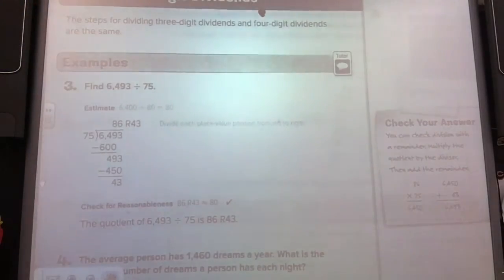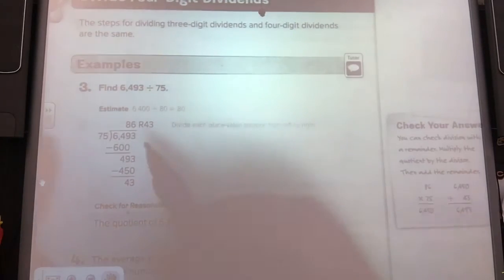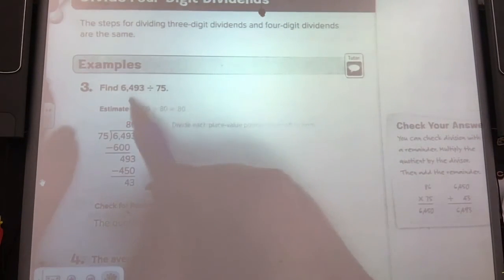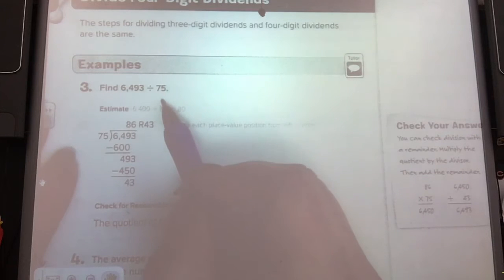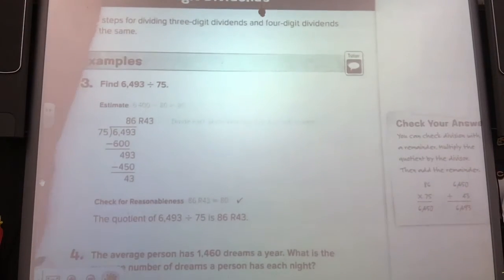All right, part 2, divide 4-digit dividends. Again, same thing, we're just getting a little bit harder. They give us an example here of 6,493 divided by 75, and they went through this process with us and did all the subtraction for us, and they ended up with a remainder of 43.